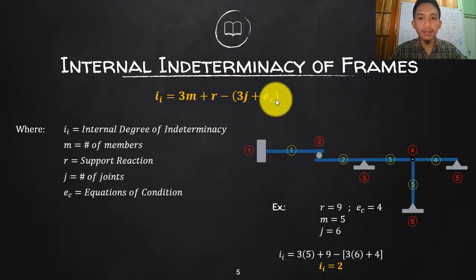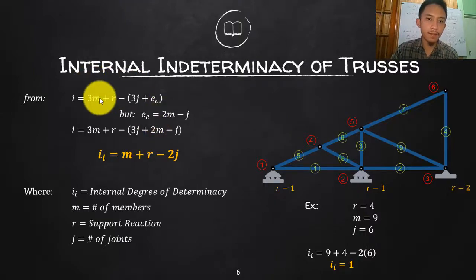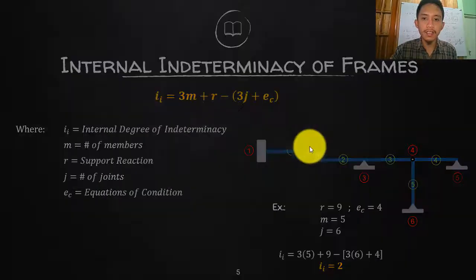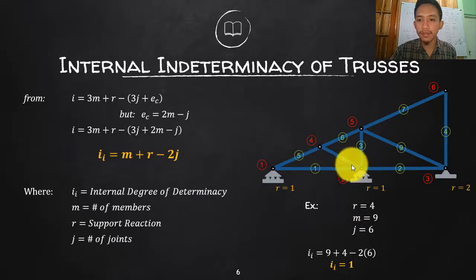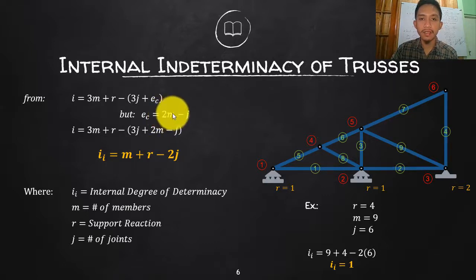How about if that is your truss? In trusses, it will still be coming from that equation, this one. However, in trusses, since we will not consider the joints to be equations of condition, since that is given on trusses, isn't it? That should be hinge or pin. Then you can reduce the equation here. How many pins are there in one member? There are two, so there are two hinges. So multiply the number of members by 2, since that is the total number of E sub C.